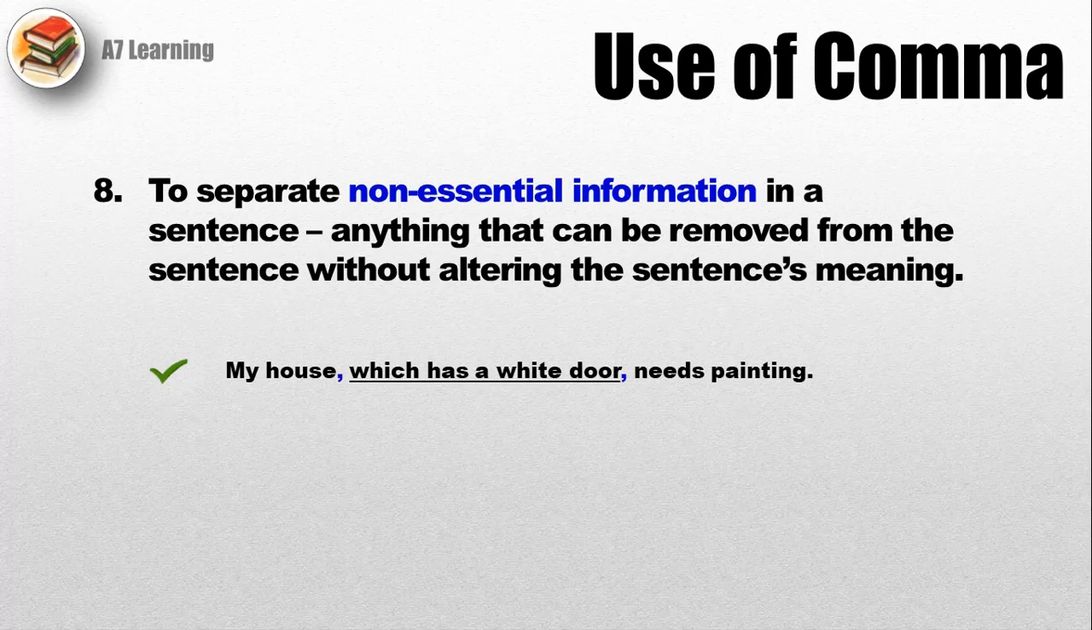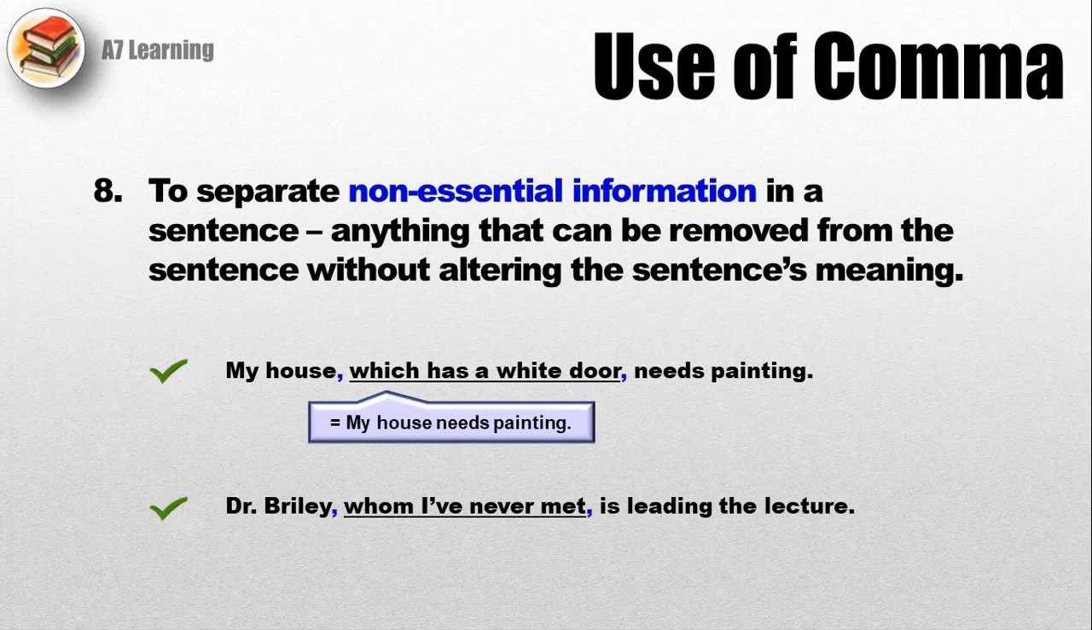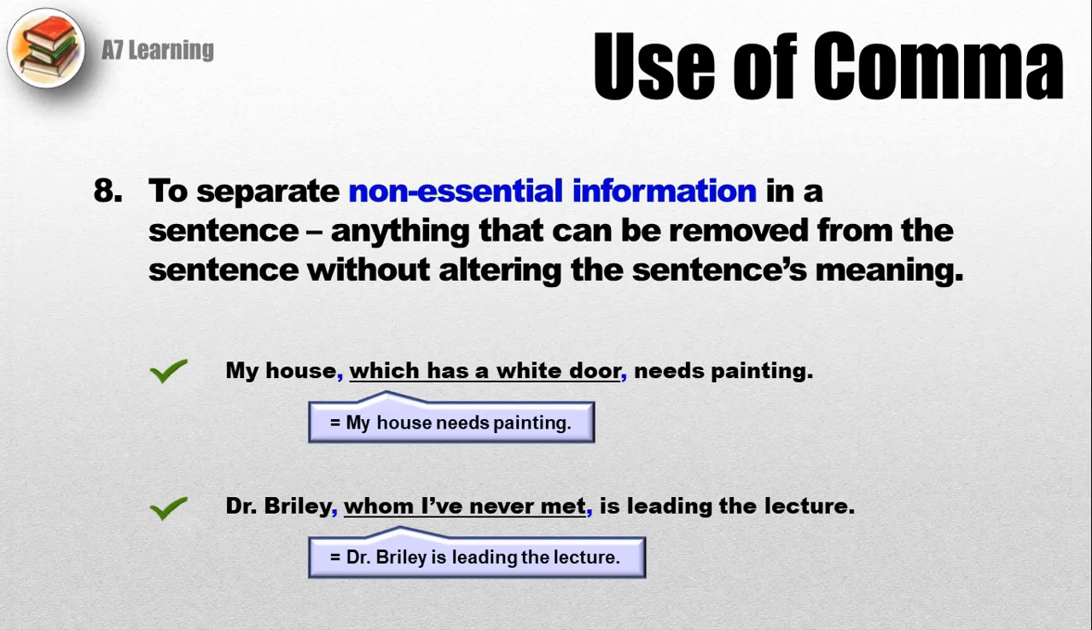So the middle part there that's offset by the commas, which has a white door, if I take that out, the meaning of the sentence still stays the same. But I can separate this stuff out because it's not essential to the meaning of the sentence. Also, second example: Dr. Briley, whom I've never met, is leading the lecture. So again, we can separate out the information that's in the middle, between the commas, and take it out of the sentence, and the sentence's meaning still stays the same. However, because it's not essential to the sentence, we need to just make sure that we offset that information with the commas.